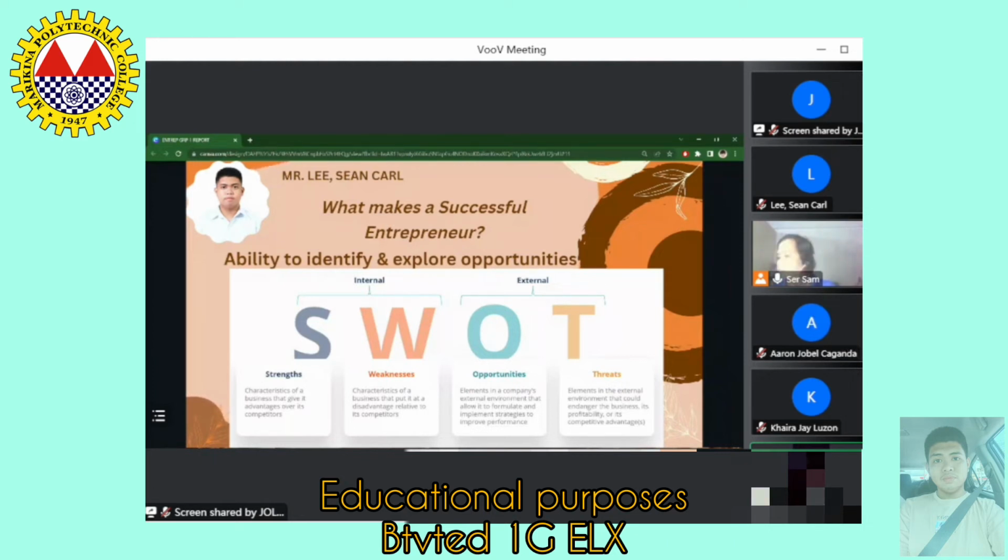Hindi lang naman competitors, pati na rin yung sa raw materials natin, for example, product, syempre may mga climate change at kailangan natin ng alternative. Ayun, so next slide.